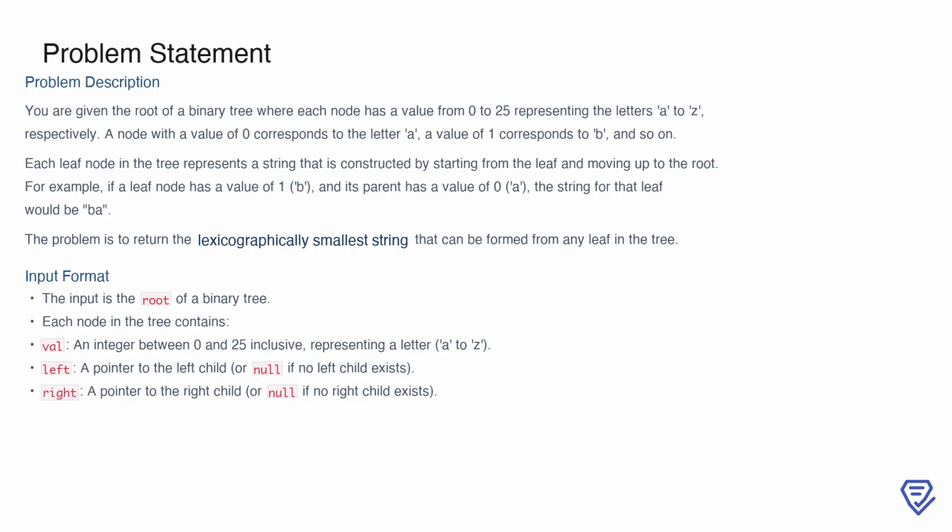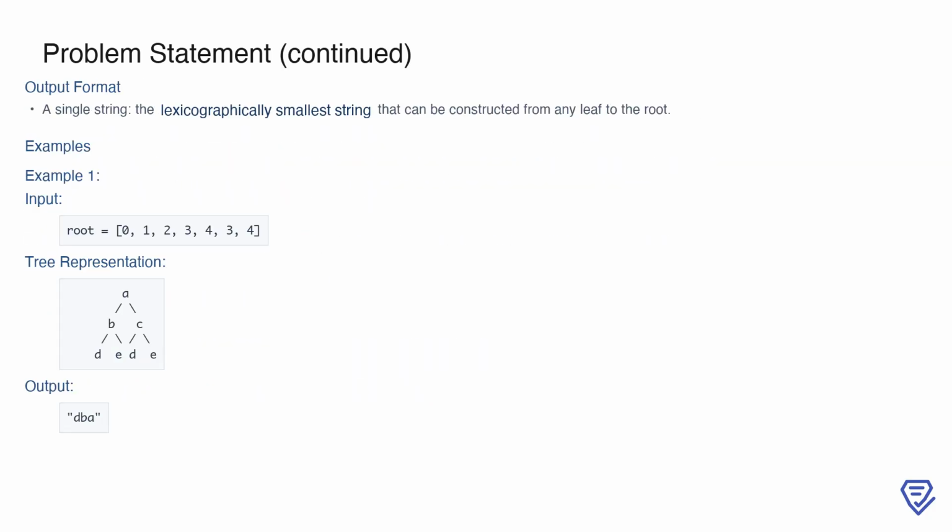For example, if a leaf has the value 1, corresponding to B, and its parent node has the value 0, corresponding to A, then the string for that leaf would be BA. The task is to find the lexicographically smallest string that can be formed in this way from any leaf node in the tree. Remember, lexicographical order is essentially alphabetical order, so we are looking for the string that comes first alphabetically. The output of this problem is a single string, which is the lexicographically smallest string formed by any leaf-to-root path in the binary tree.